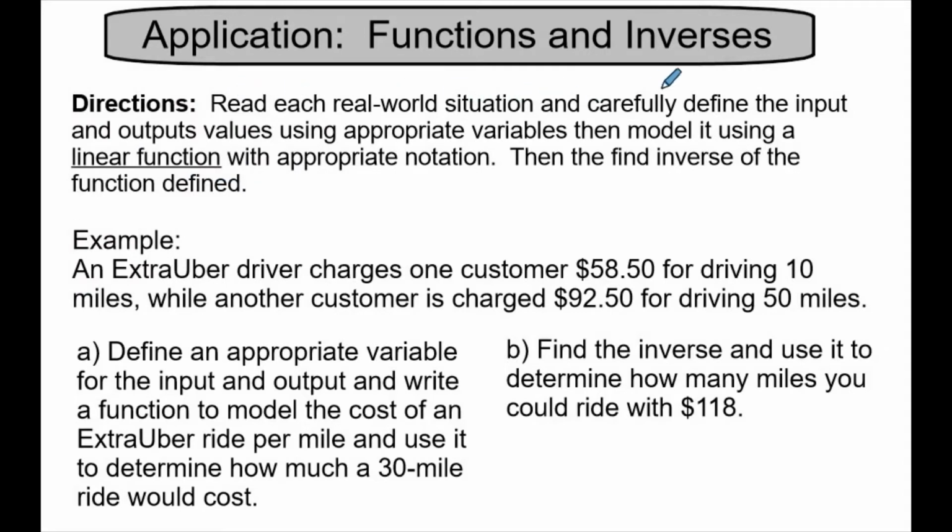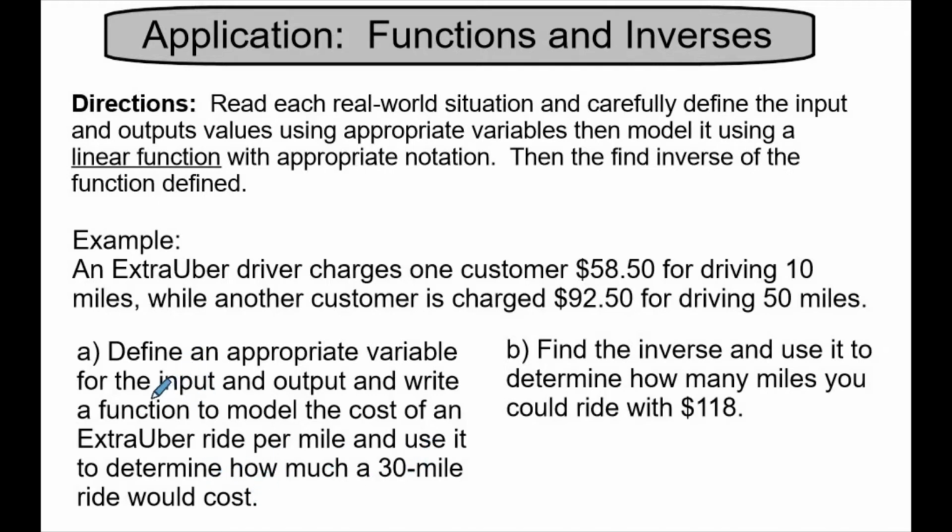Read each real-world situation and carefully define the input and output values using appropriate variables, then model it using a linear function with appropriate notation. Then find the inverse of the function defined. Example: an extra Uber driver charges one customer $58.50 for driving 10 miles, while another customer is charged $92.50 for driving 50 miles. Define an appropriate variable for the input and output and write a function to model the cost of an extra Uber ride per mile and use it to determine how much a 30-mile ride would cost.